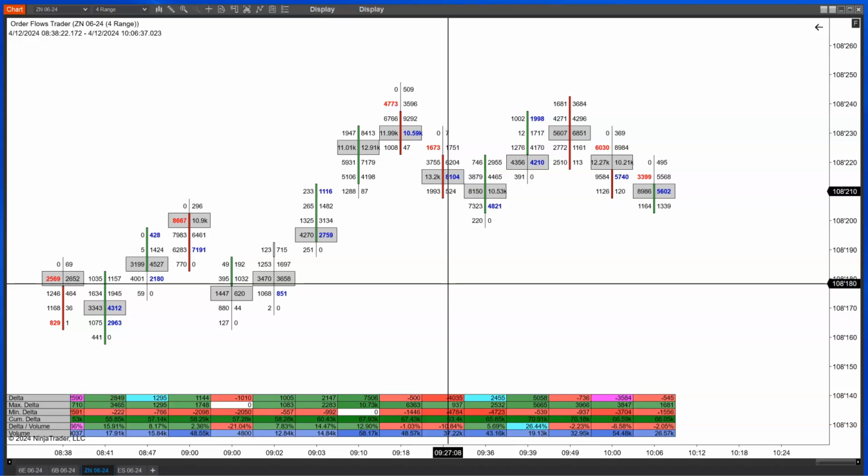I want to talk about accumulation and distribution, which are important concepts in the analysis of order flow. It refers to the buy and sell orders that are executed in the market, and it provides insights into the underlying market dynamics and can be useful for identifying potential changes in market sentiment and price trends.